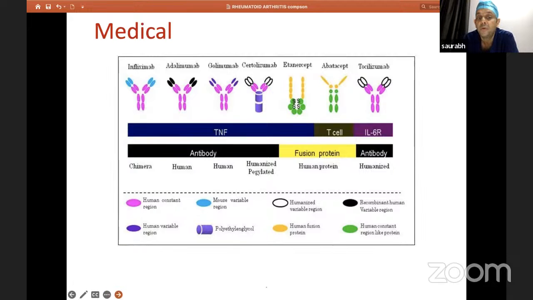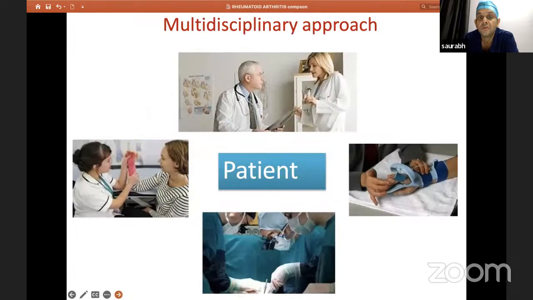And these patients are immunosuppressed. So wound healing problems, infection issues. So MDT approach is very, very important in a rheumatoid patient. So you as a surgeon, your rheumatology friend, your hand therapist, and your occupational therapist who's making all these splints and doing changes to their home environment. It's all very important.